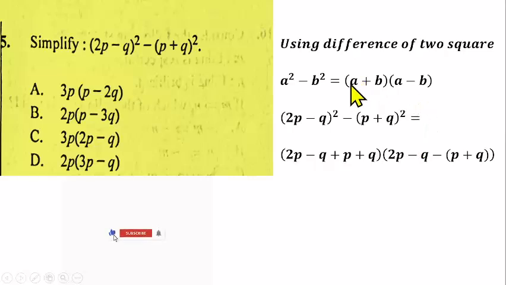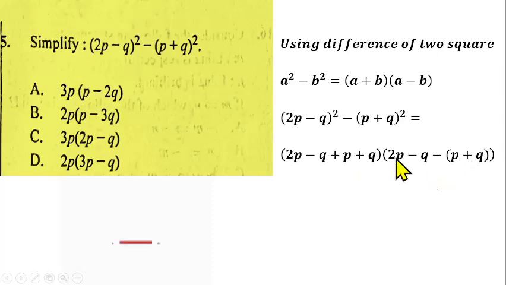Whatever you see a here, you put 2p minus q, plus whatever you see b, you put p plus q. So plus p plus q, then open bracket again, your a is 2p minus q, then minus this, open bracket. This is why you are opening a bracket, because the minus will multiply whatever is in the bracket. Our b is p plus q, then close the bracket.